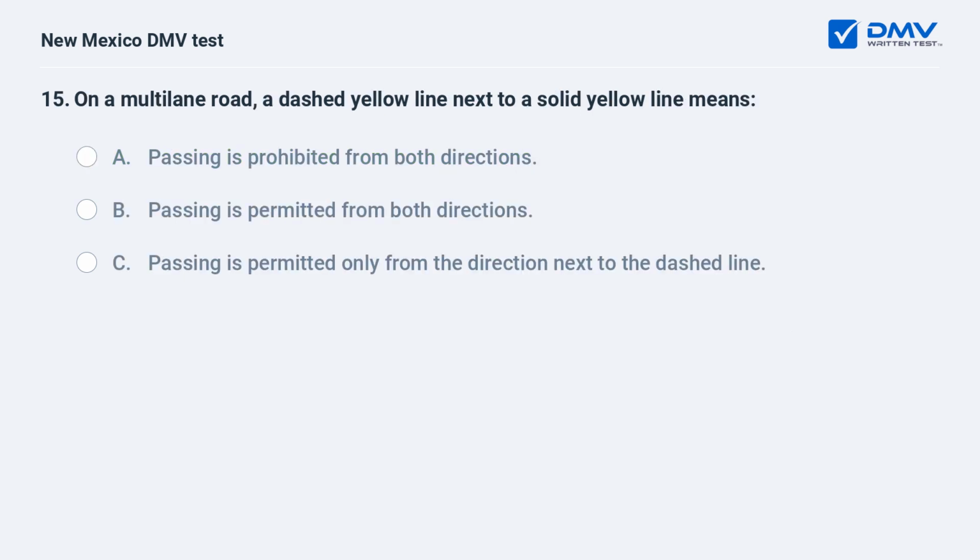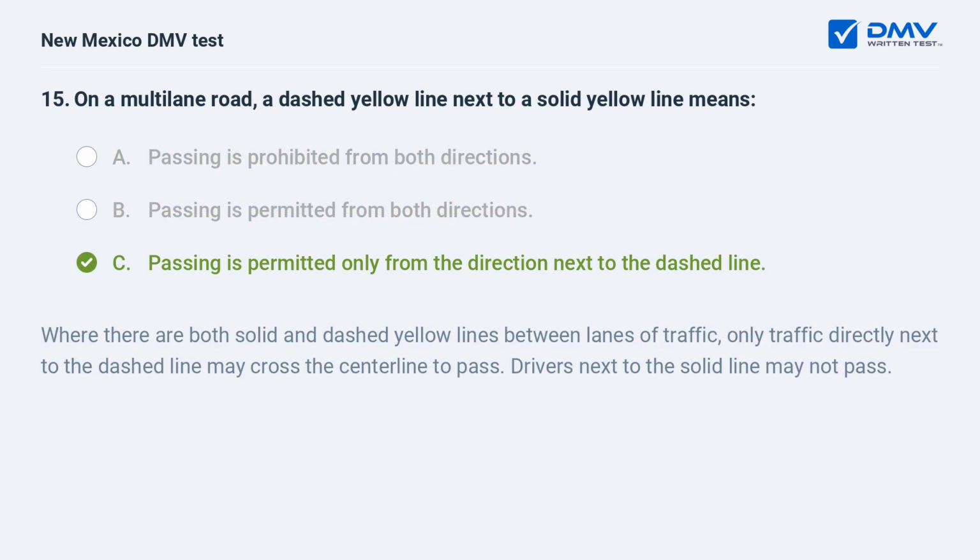On a multi-lane road, a dashed yellow line next to a solid yellow line means A. Passing is prohibited from both directions. B. Passing is permitted from both directions. C. Passing is permitted only from the direction next to the dashed line. C. Passing is permitted only from the direction next to the dashed line. Where there are both solid and dashed yellow lines between lanes of traffic, only traffic directly next to the dashed line may cross the center line to pass. Drivers next to the solid line may not pass.